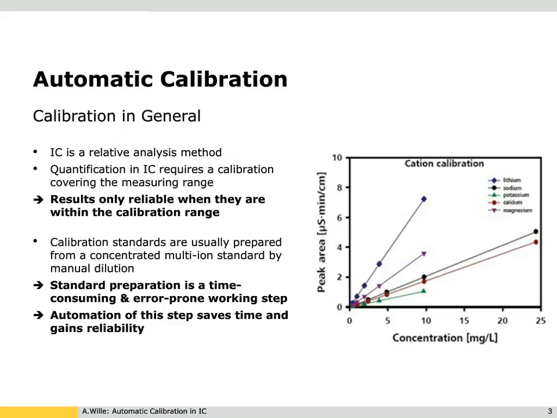Usually you use a multi-point calibration in ion chromatography to increase the accuracy of the results, because only if the results are within the calibration range, they are reliable. The calibration standards are usually prepared from a concentrated multi-ion standard by manual dilution. But that is a time-consuming and error-prone working step, and therefore an automation of this step would save time and gain reliability. Therefore, automatic calibration.